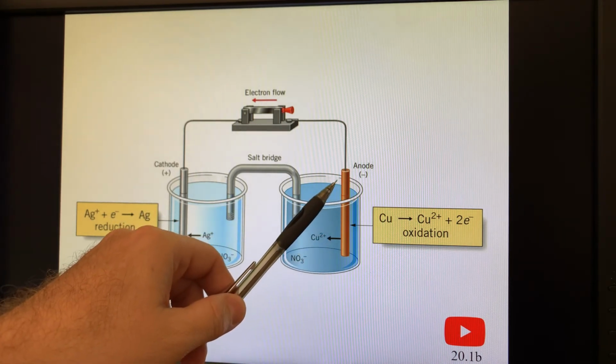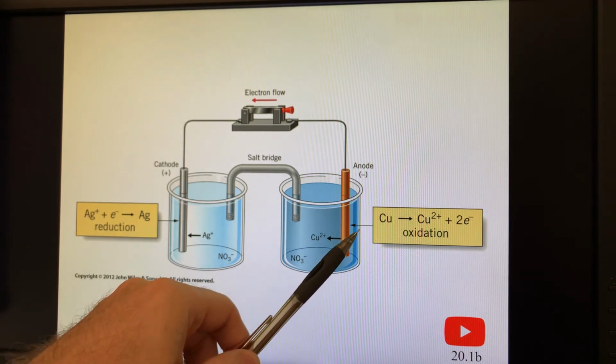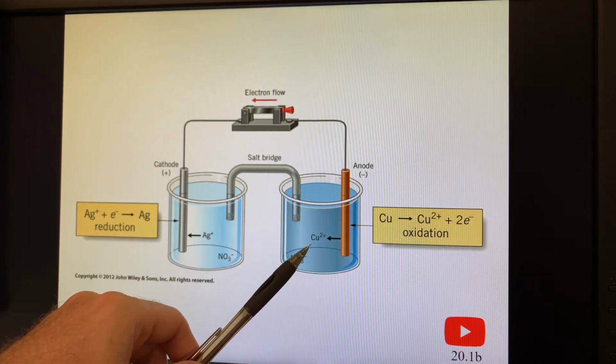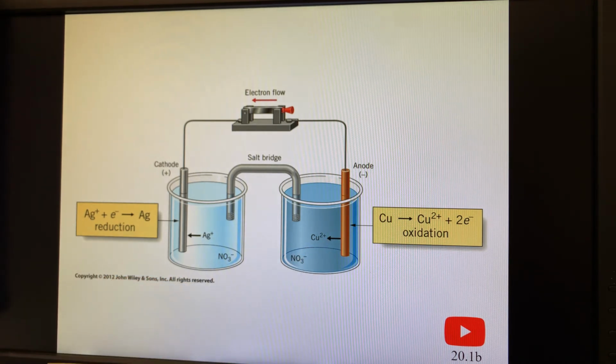The anode is always where oxidation takes place. In this case, it's the copper. Copper metal is being oxidized into copper ions. So the copper electrode in this case is actually going to be dissolving away.